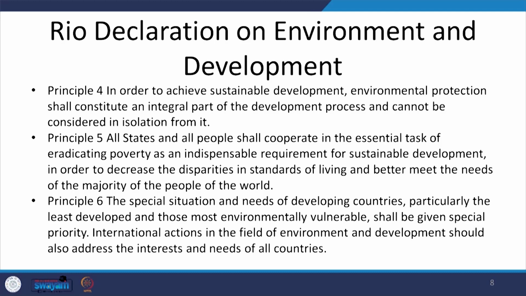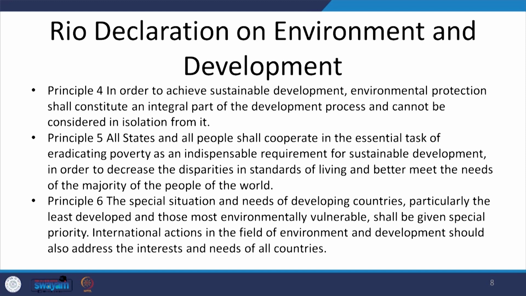The fourth principle states, in order to achieve sustainable development, environmental protection shall constitute an integral part of the development process. That is why we have seen the development of environment protection bodies, for example, the National Green Tribunal in India, and such similar bodies across the world in each of the nations. Pollution Control Boards and Green Tribunals have been created to ensure that environmental protection is taken care of and goes hand in hand with the developmental process.